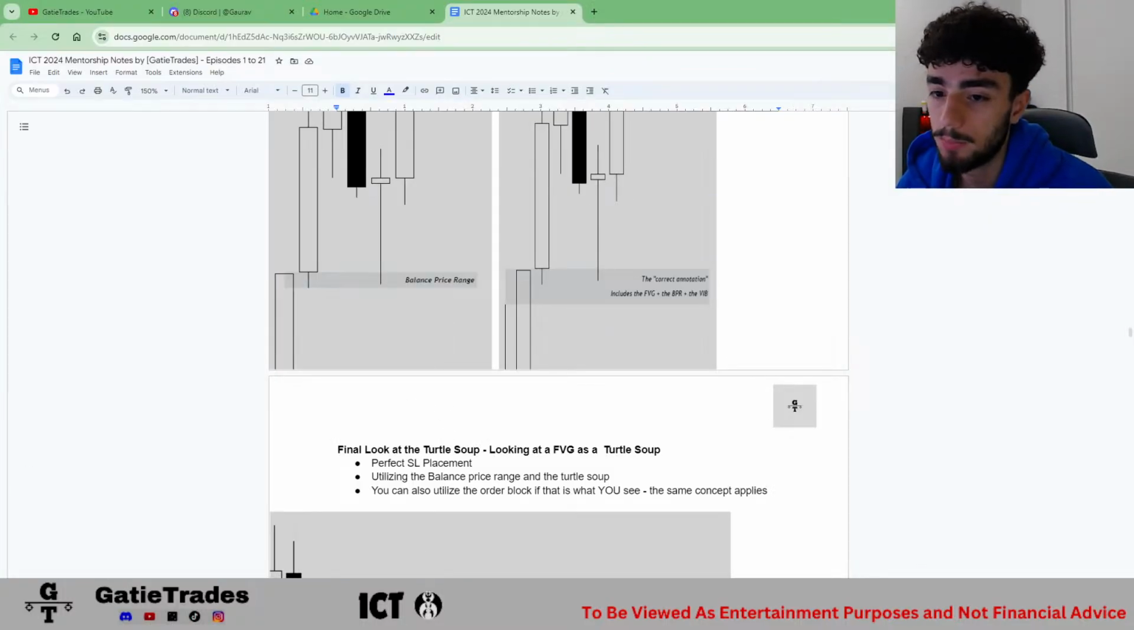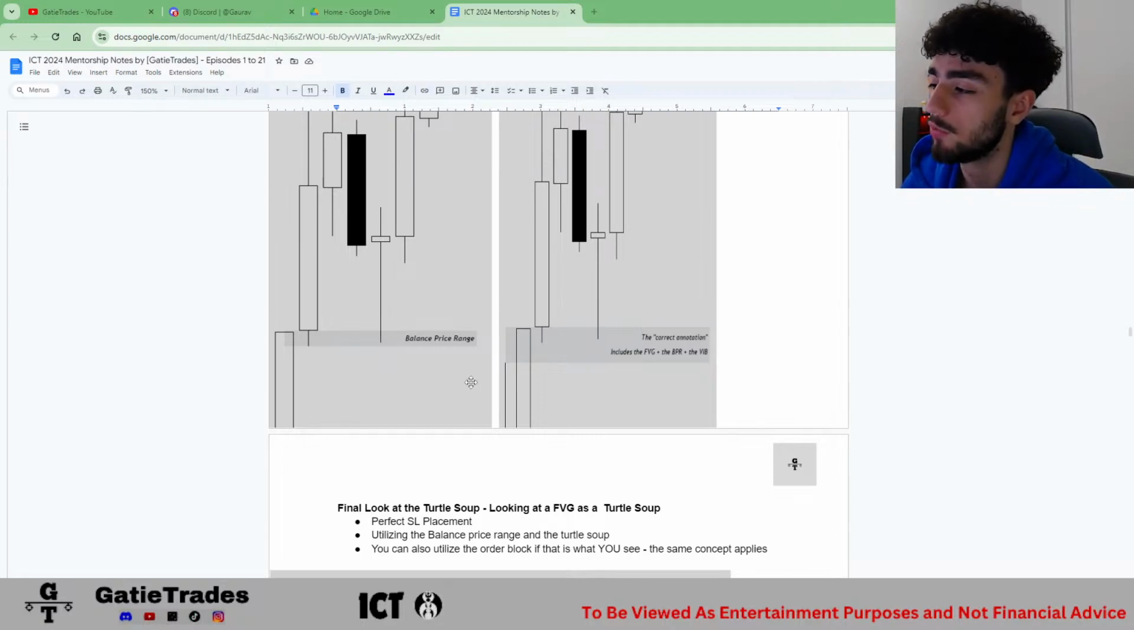So going back to the example, everyone's teaching these balanced price ranges wrong. The balanced price range is when price delivered efficiently on both sides of the curve. So look at this wick right here. There's a volume imbalance there. That's inefficient. But down here where the wick is, that's a balanced price range.